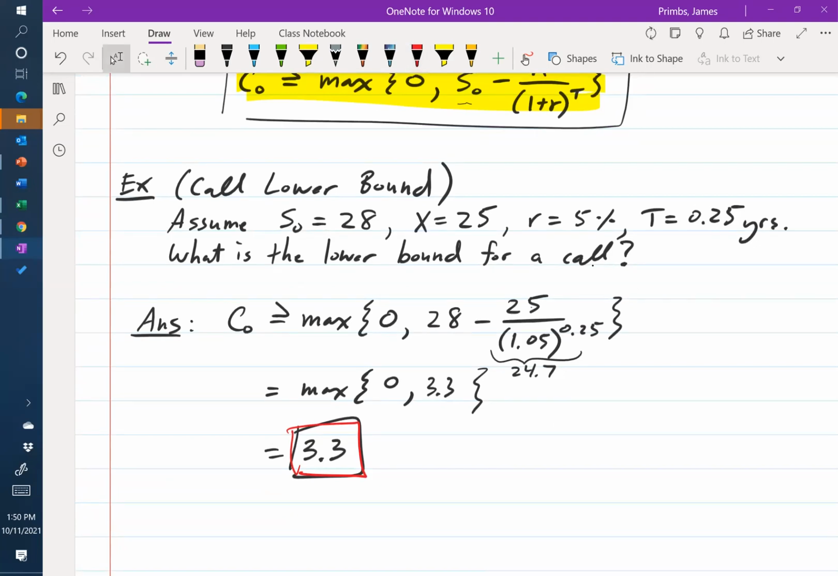So again, what we're doing here is we're beginning to narrow down, like we're beginning to put bounds on how valuable a call option is. Well, it can't be any less valuable than $3.30 here, right? It's got to be at least more valuable than that.